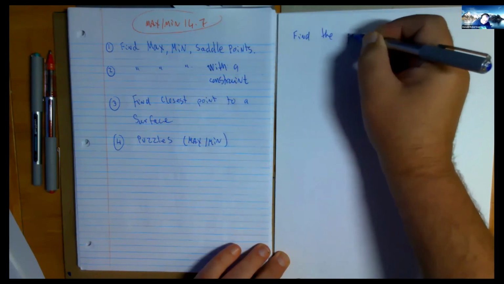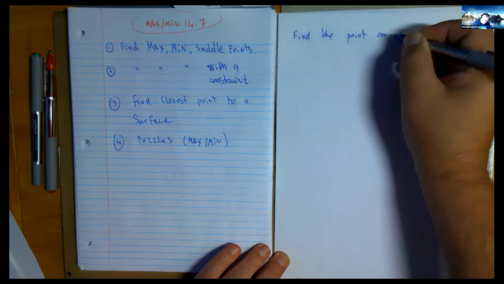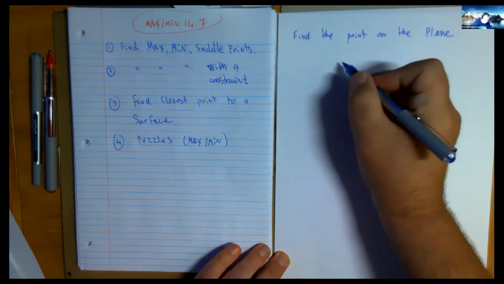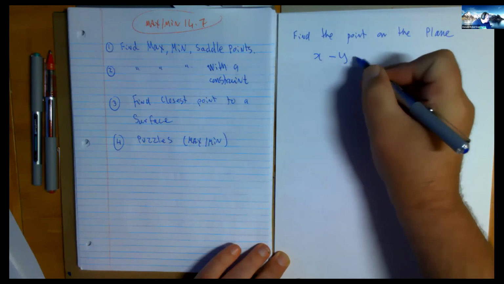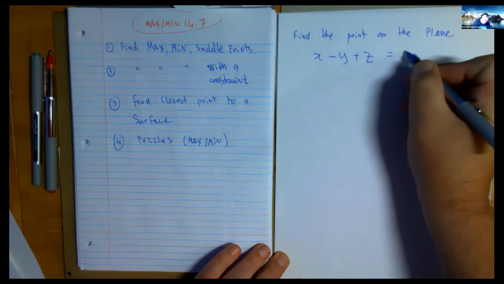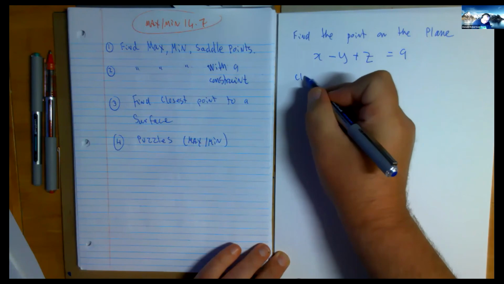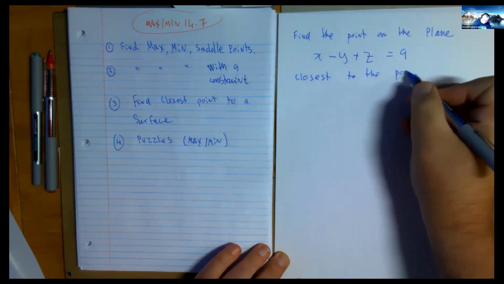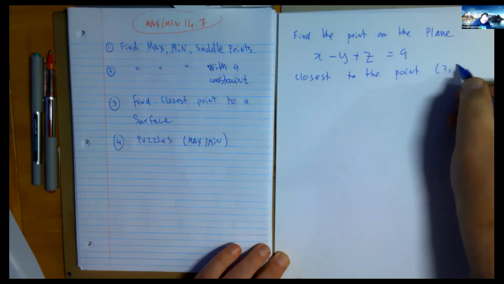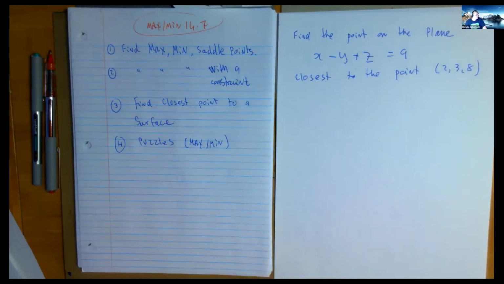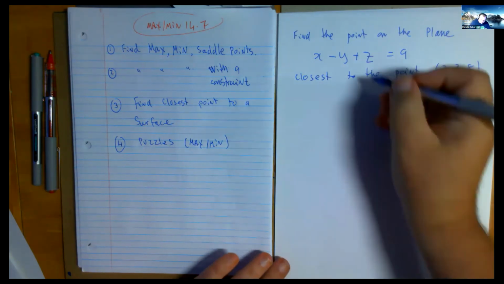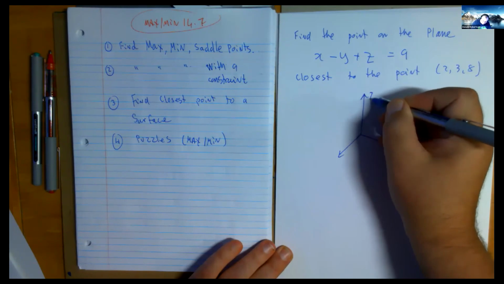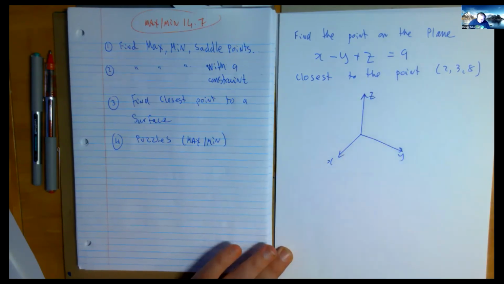Find the point on the plane x take away y plus z equals 9 that's closest to the point 2, 3, 8. Now, I like that function because this one I have got a fighting chance of showing you what it's like.